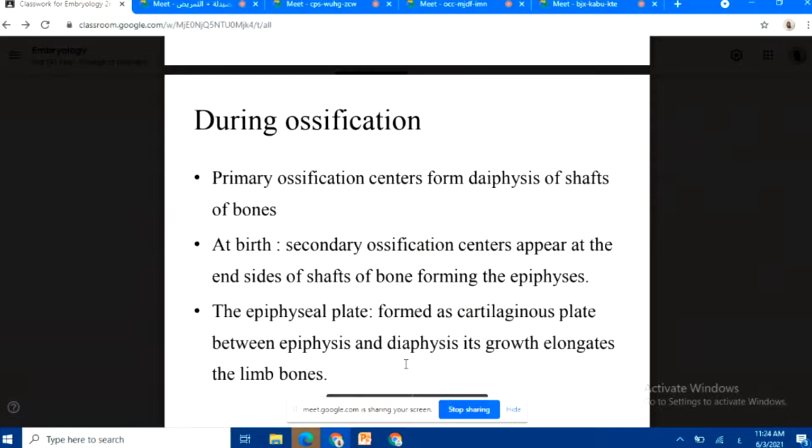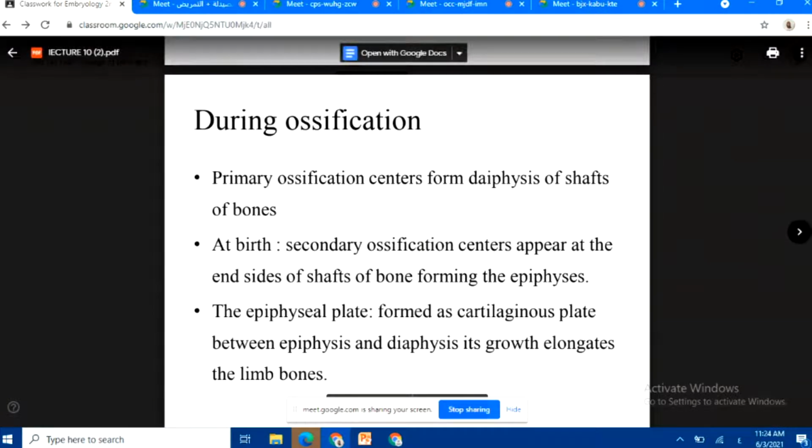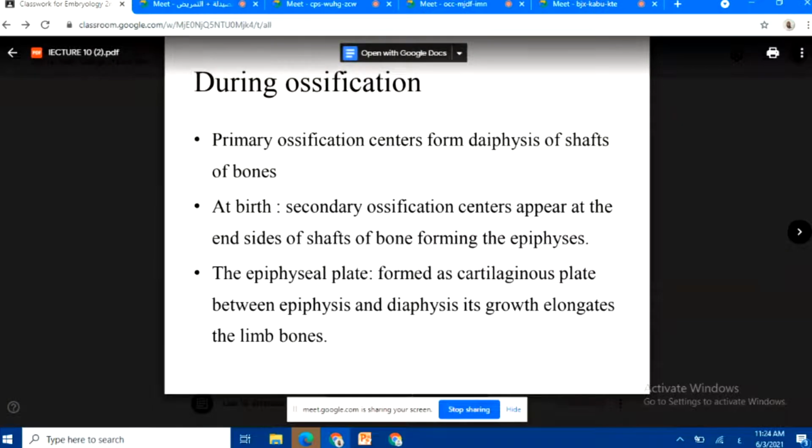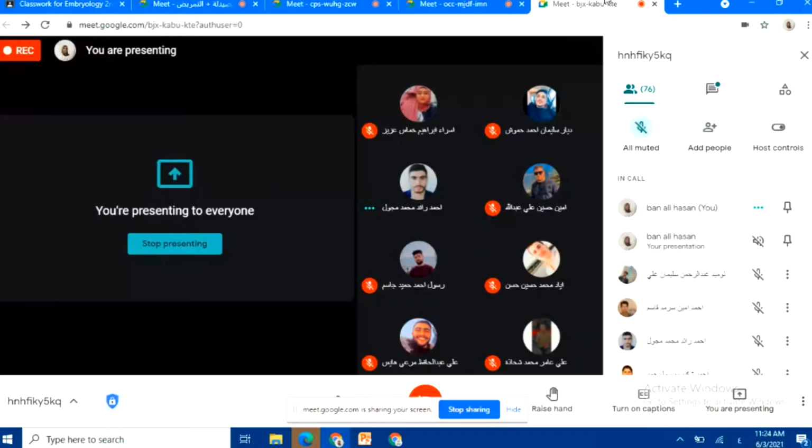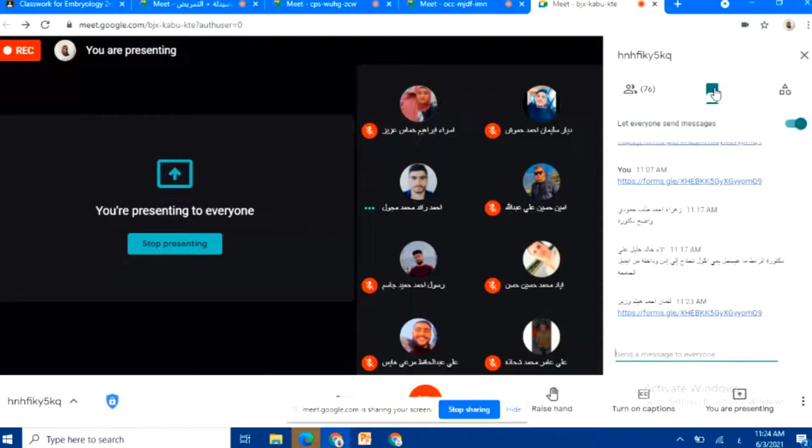Why? In order to have growth and elongation of the limb. Regarding the skeletal system, any question?